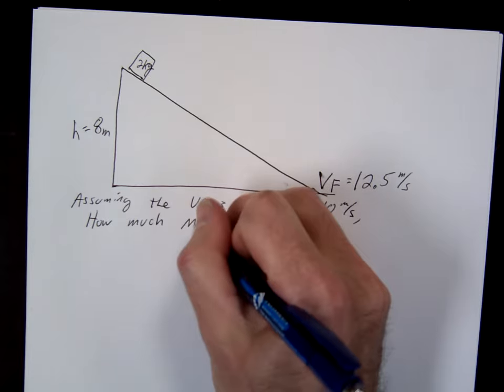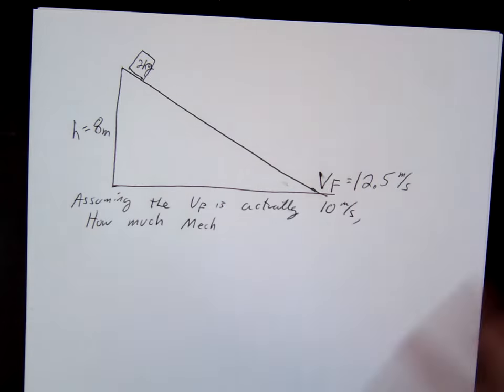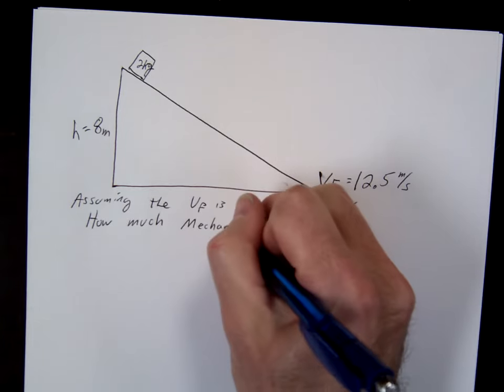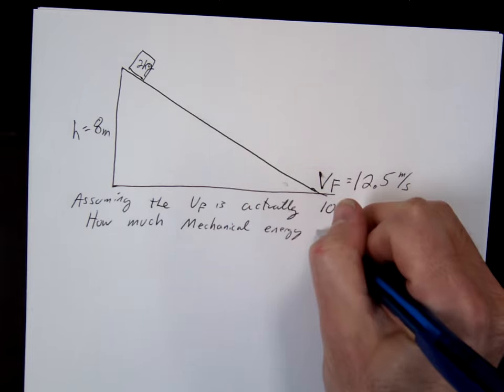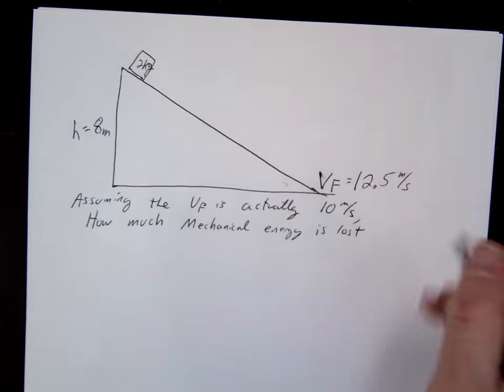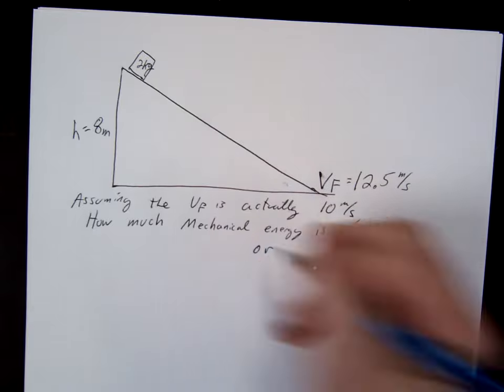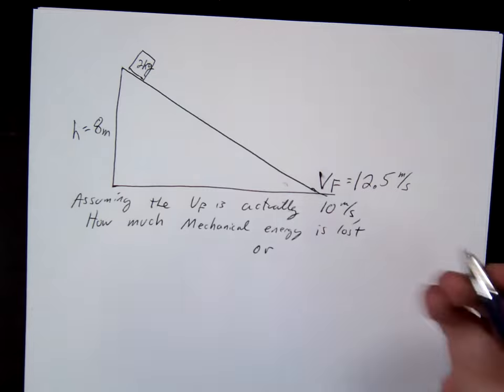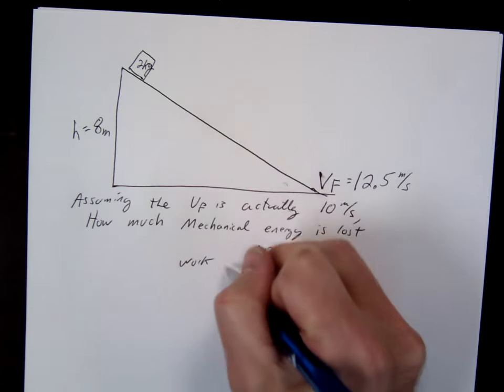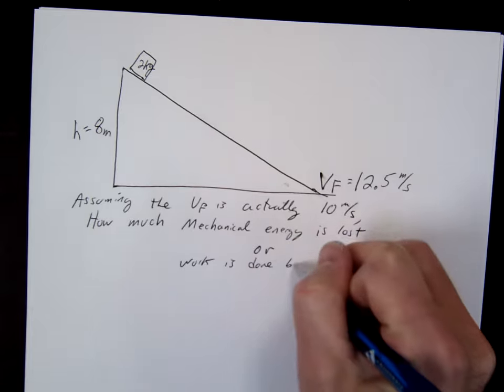Or in this case, you can't technically ever lose energy, right? It has to be conserved, but let's say how much mechanical energy is lost. Okay? Or another way I might ask this question, I might say, well, where's that energy going? Why is it lost? What's happening? There's friction involved, right? And friction is going to do work. So another way I might ask this question is how much work is done by friction?